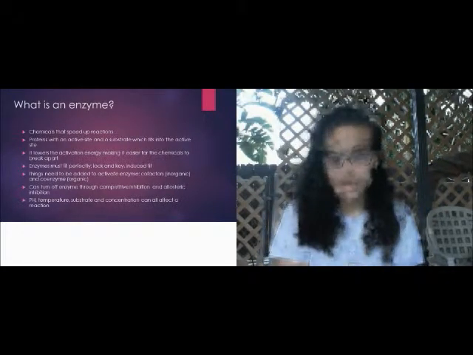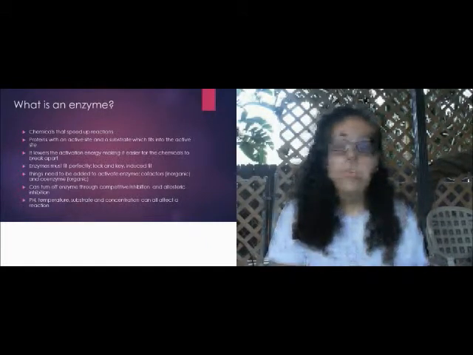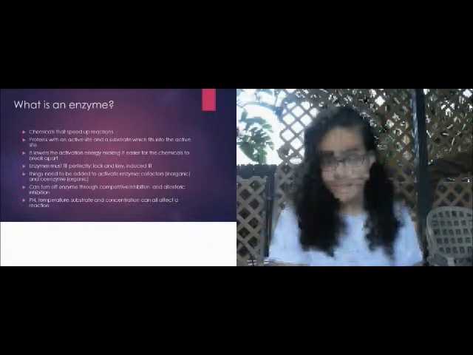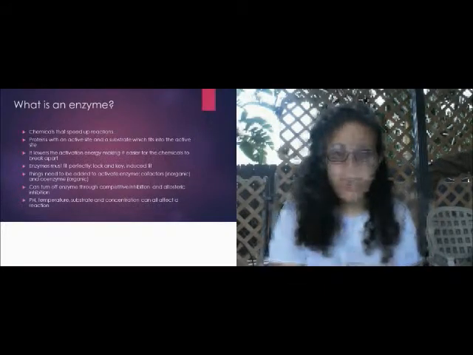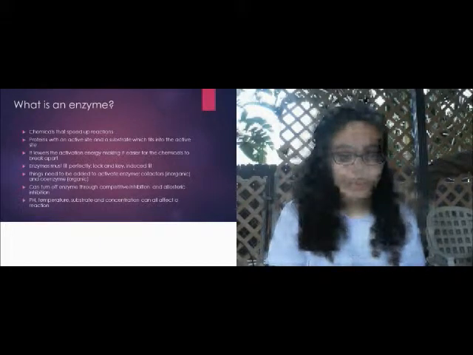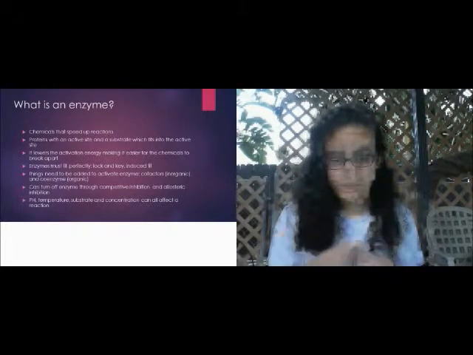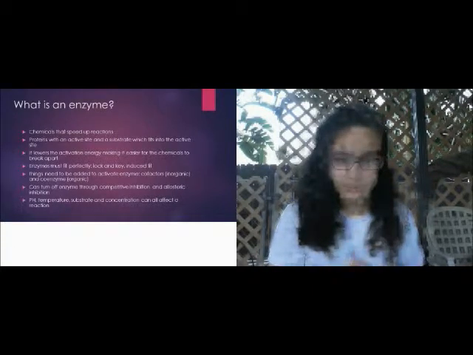The first being what an enzyme is. An enzyme is just a chemical that speeds up reactions. They are proteins that have an active site, which is where the reaction happens, where the substrate fits into this little place, and it also lowers the activation energy, which makes it easier for the chemical reactions to break apart, which is why things are going faster when an enzyme is present.